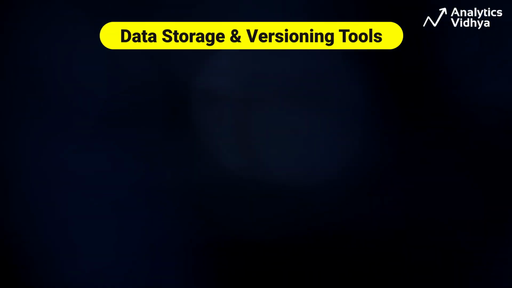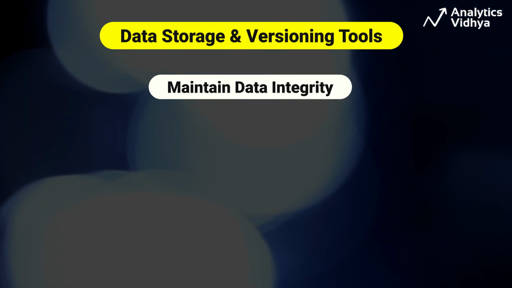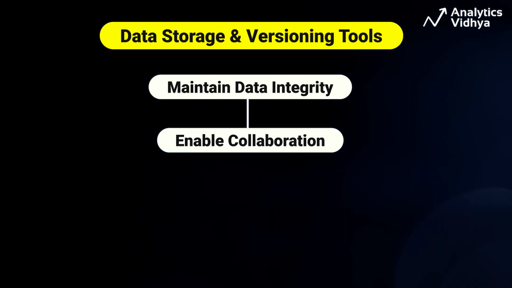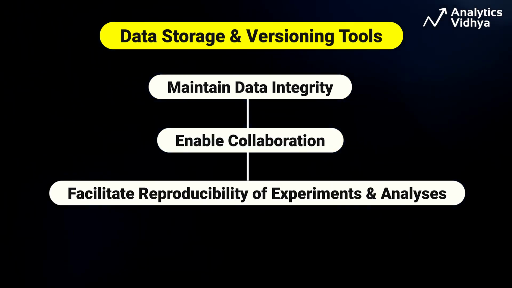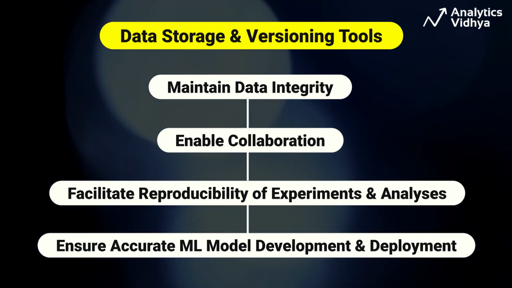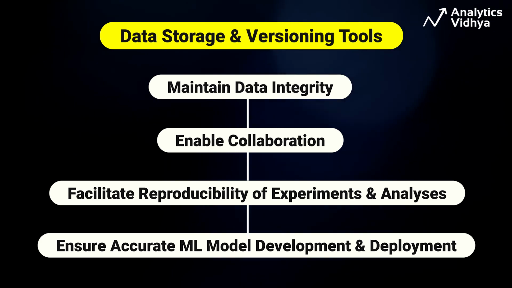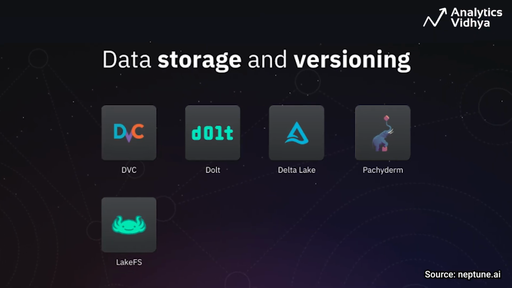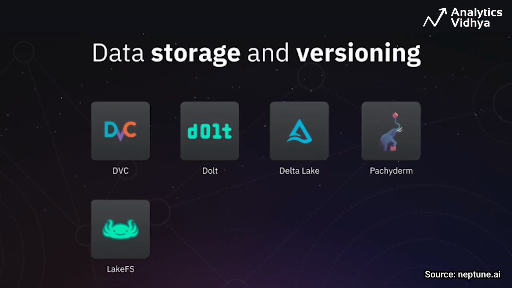After this, you also need data storage and versioning tools to maintain data integrity, enable collaboration, facilitate the reproducibility of experiments and analysis, and ensure accurate ML model development and deployment. Versioning allows you to trace and compare different iterations of datasets. You can use these tools for this particular stage.